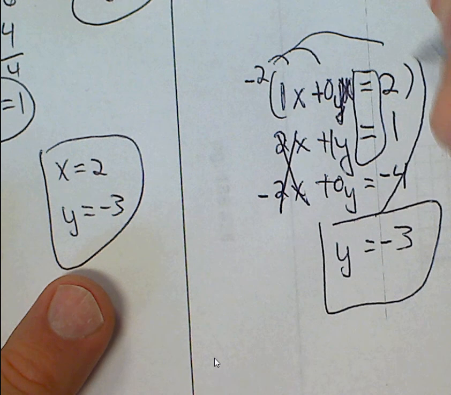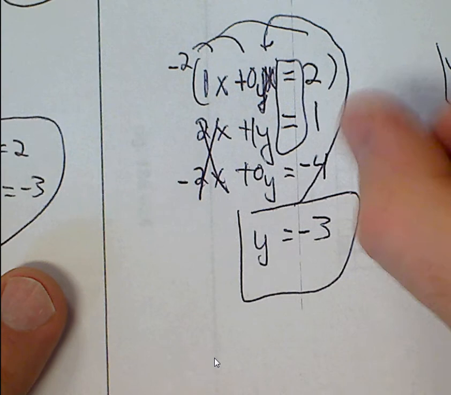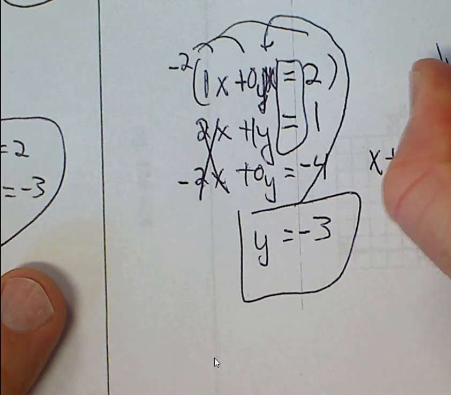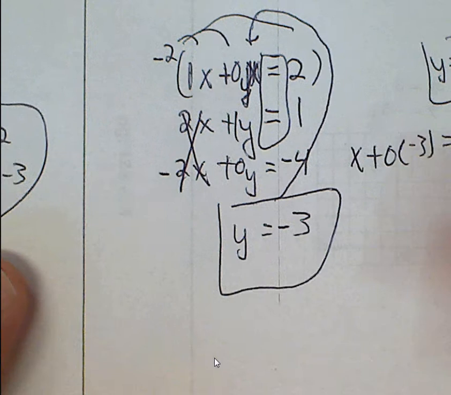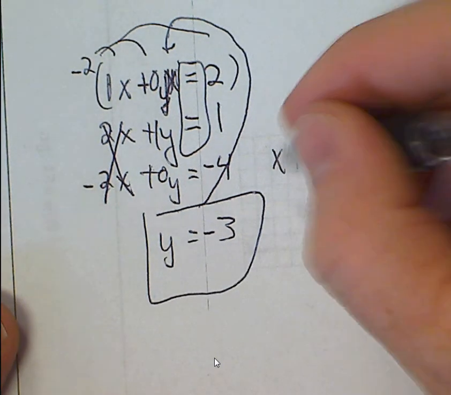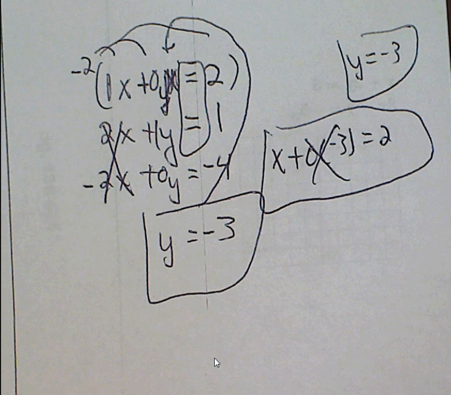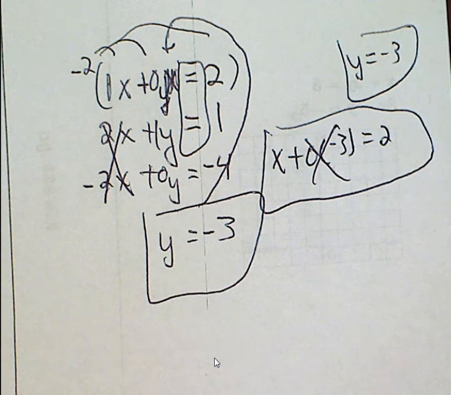I plug back into my original equation. So x plus 0 times negative 3 equals 2. 0 times negative 3 is 0, so x equals 2. Same solution as everything else, but a different way. I am going to pause the video, or stop the video, and this is our part 1.